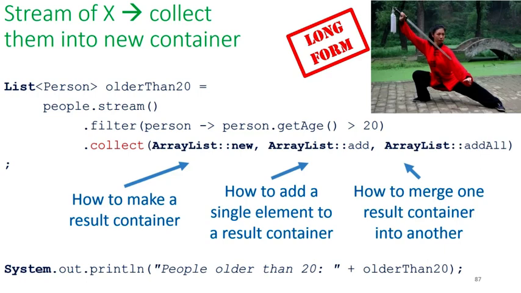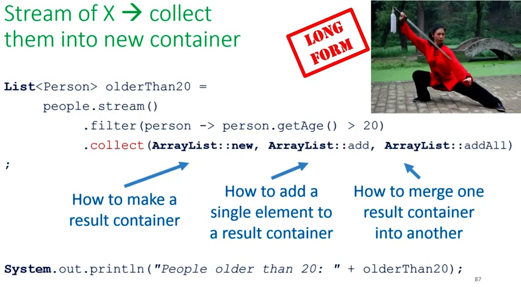The first step being, how do I take one of my partial results and merge it with another partial result? Well, in the case of array list, we have the addAll method that allows us to add all the elements from an array list to another array list and obtain a new array list. Okay, that's it. So that's the most complicated version of collect.